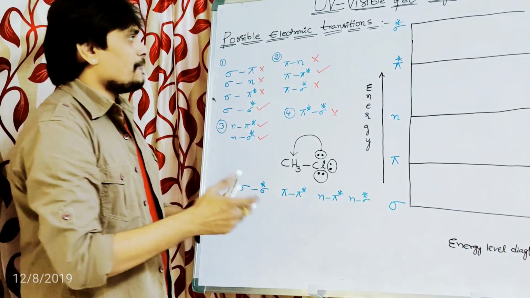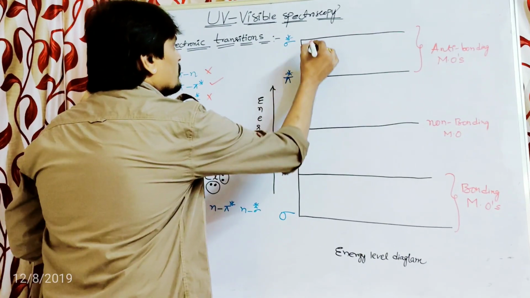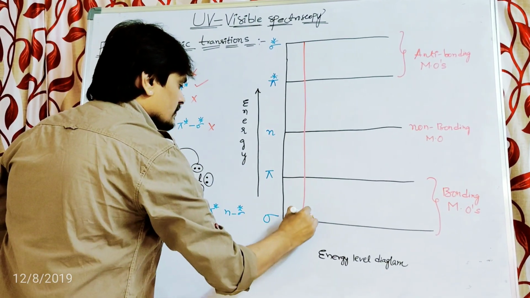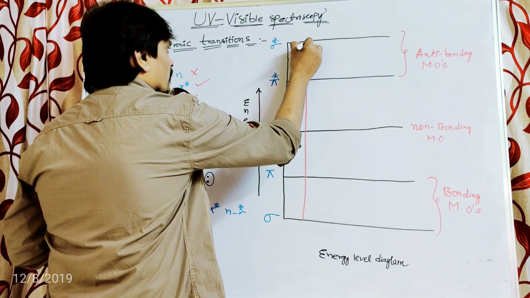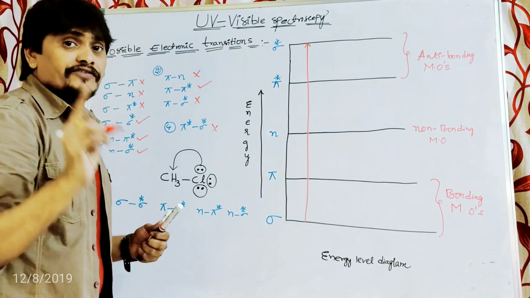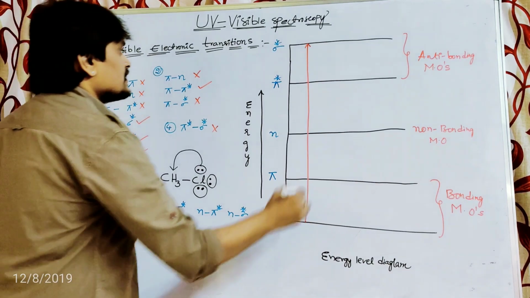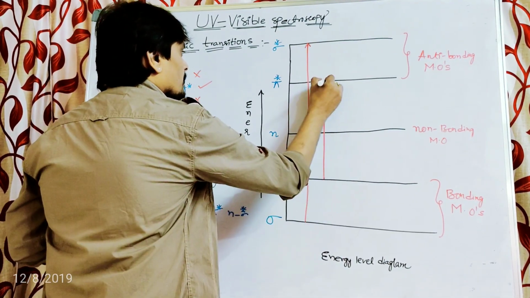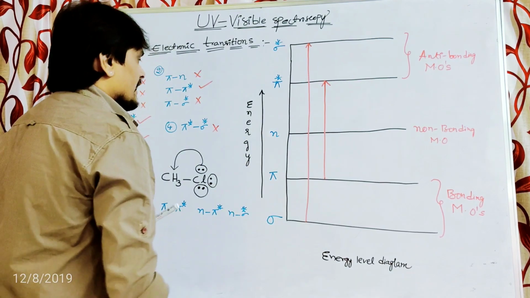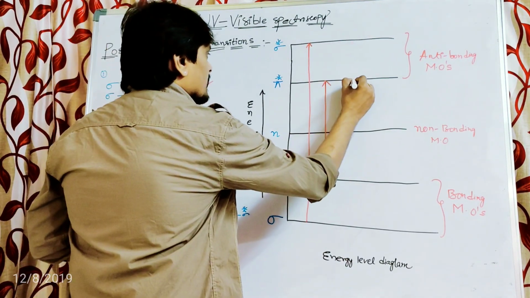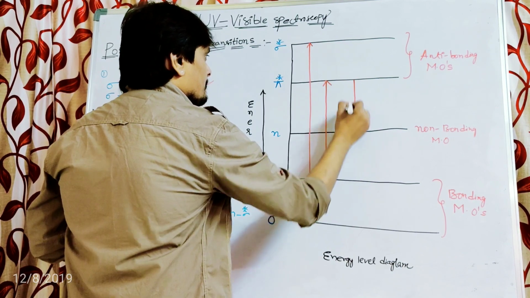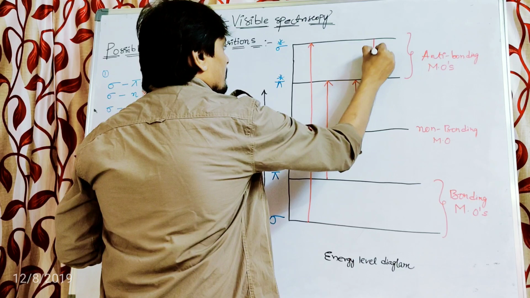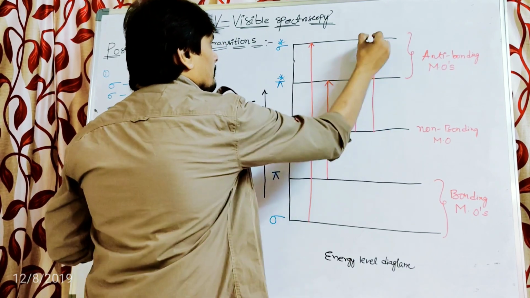So now let us see. One possibility is sigma to sigma star. So this is one of the possible electronic transitions, students. Next is pi to pi star, students. Pi to pi star. Next, n to pi star. Next, n to sigma star.